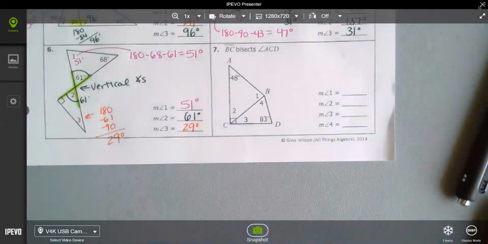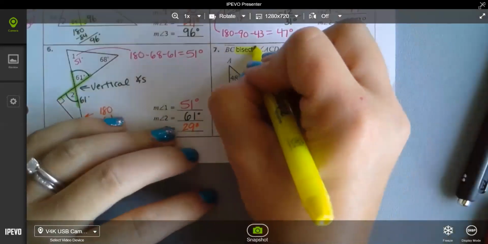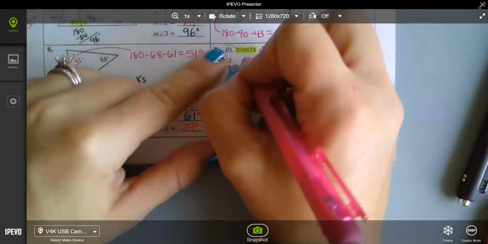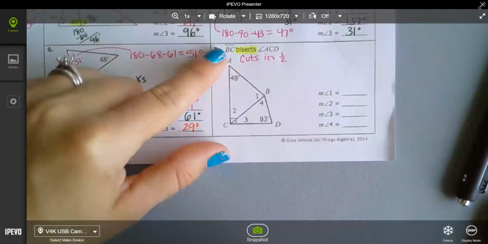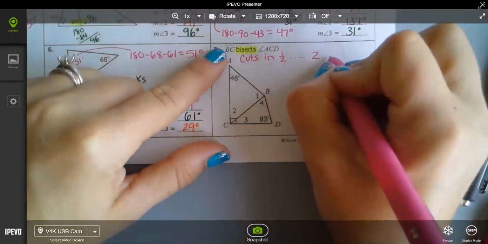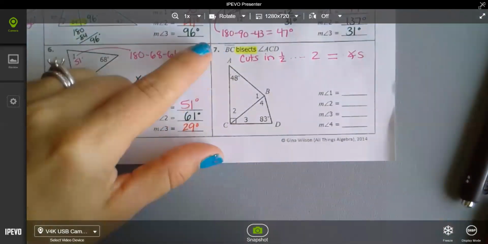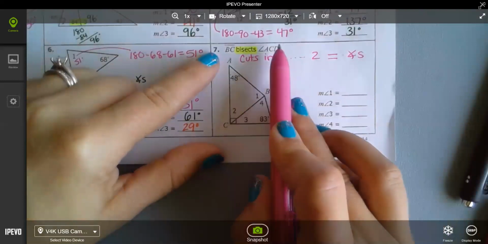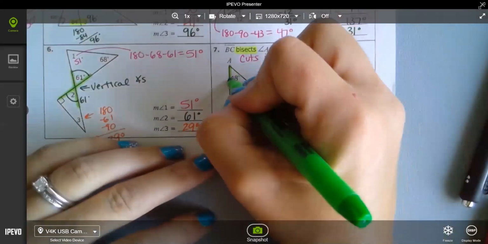All right, number 7. So we've got a word here, bisects. BC bisects. This word, bisect, it just means cuts in half. That means that you have to have 2 equal angles. All right, so it says that BC cuts angle ACD in half. Let me highlight for you angle ACD.